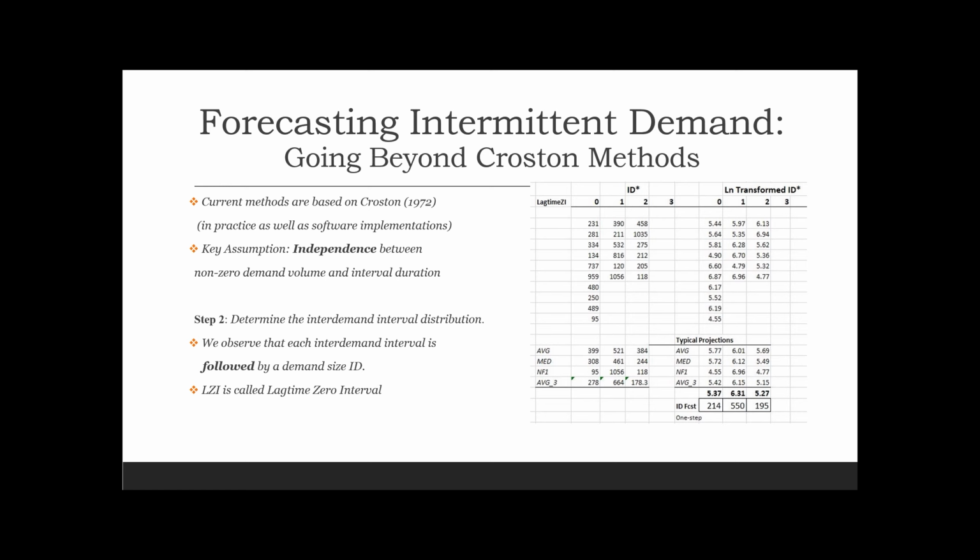For these larger numbers, it's not uncommon to be taking logarithms. As for making one step ahead projections of the demand volume following a lag time zero interval, we see that by making even the simplest projection of averages and medians, there appears to be a significant difference between the 2 zero intervals and the other 2. The LZI 2 intervals appear to be followed by larger demand sizes on average, in this case, than the other 2 lag time zero intervals.